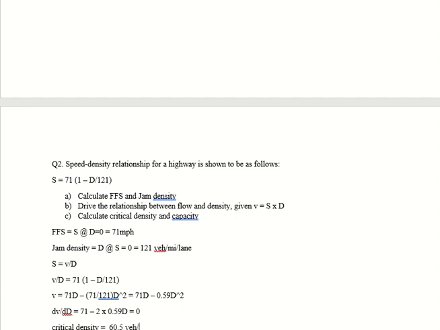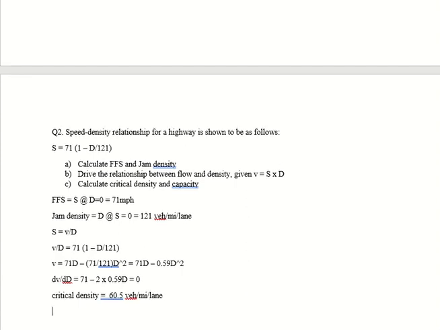It is 60.5 vehicles per mile per lane. Now for capacity, you can put critical density into this equation, so it will give you critical speed. Then you put speed and density in this equation. This is also fine, but since I already have the equation between flow and density, I would use that one.